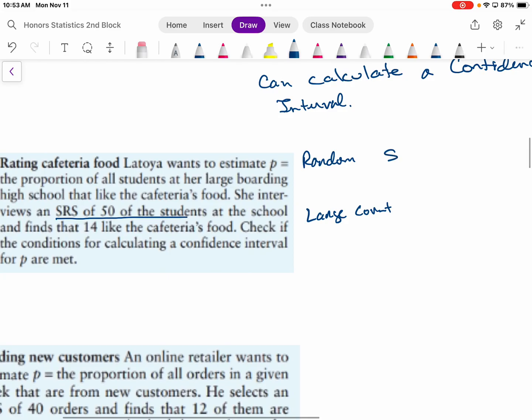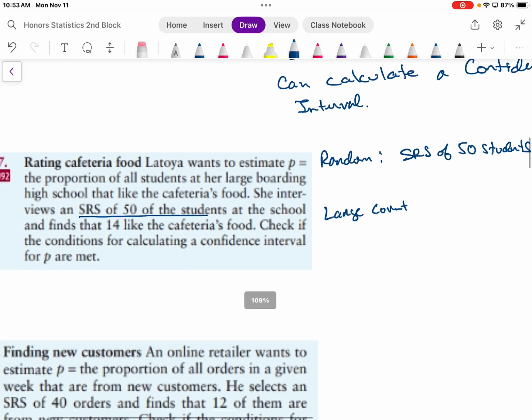All right, there was an SRS of 50 students, so we met the random clause. Again, for my AP kids, that's all I have to write on the AP test on a free response. When they're asking you to check this whole thing for a confidence interval, they say, hey, random, and they put down SRS of 50 students. You don't get points for that part if you don't show that you met the condition.